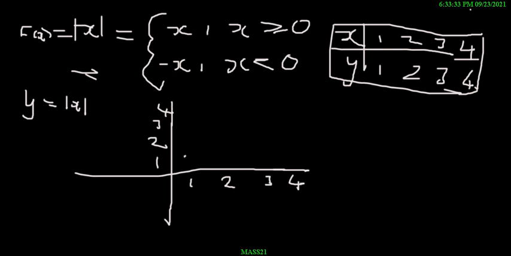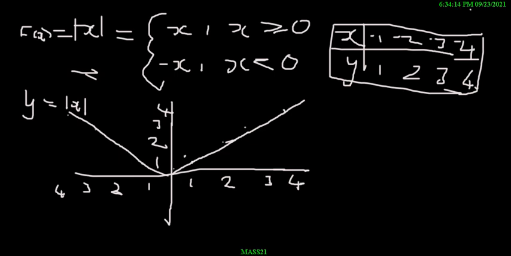So plotting the graph would be like this. It would go like that. And for the negative x, again we'll put negative x values here. y still remains positive. It's going to be negative 1, negative 2, negative 3, and negative 4. So this is how our graph would look.